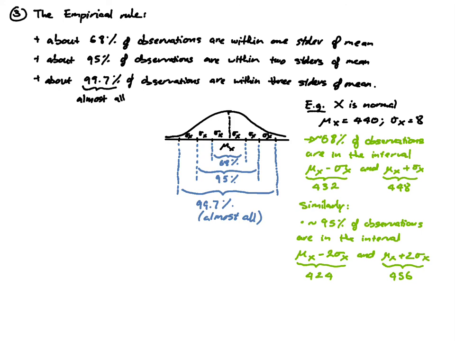And I'm not going to show you the math here, but you should be able to show that almost all of the observations are in the interval 416 and 464. So almost all of the observations are going to be between 416 and 464.